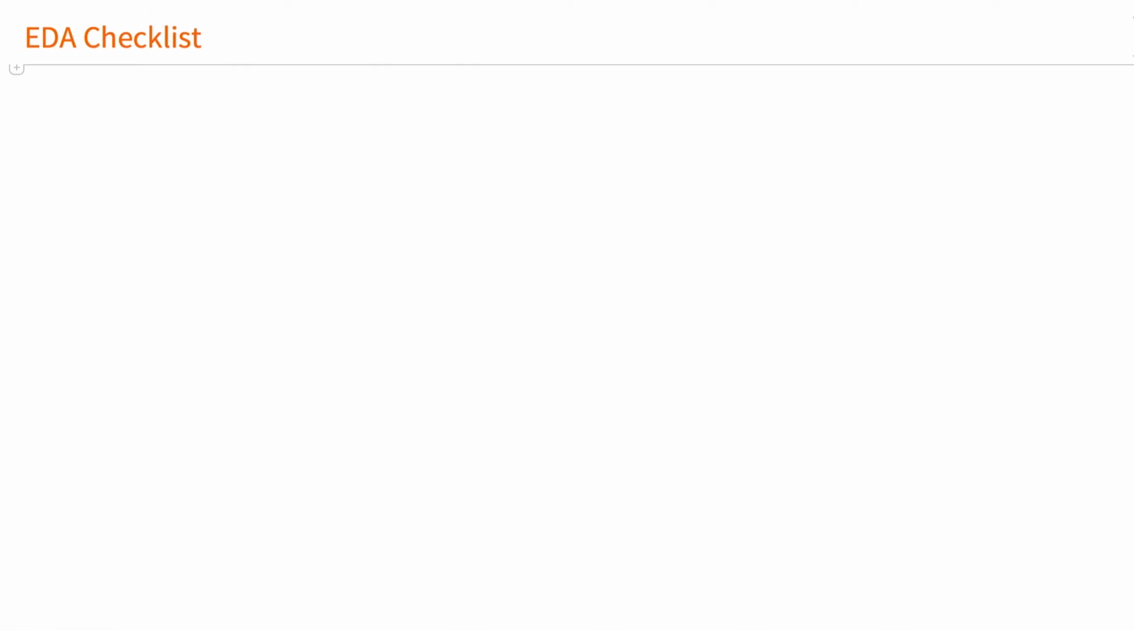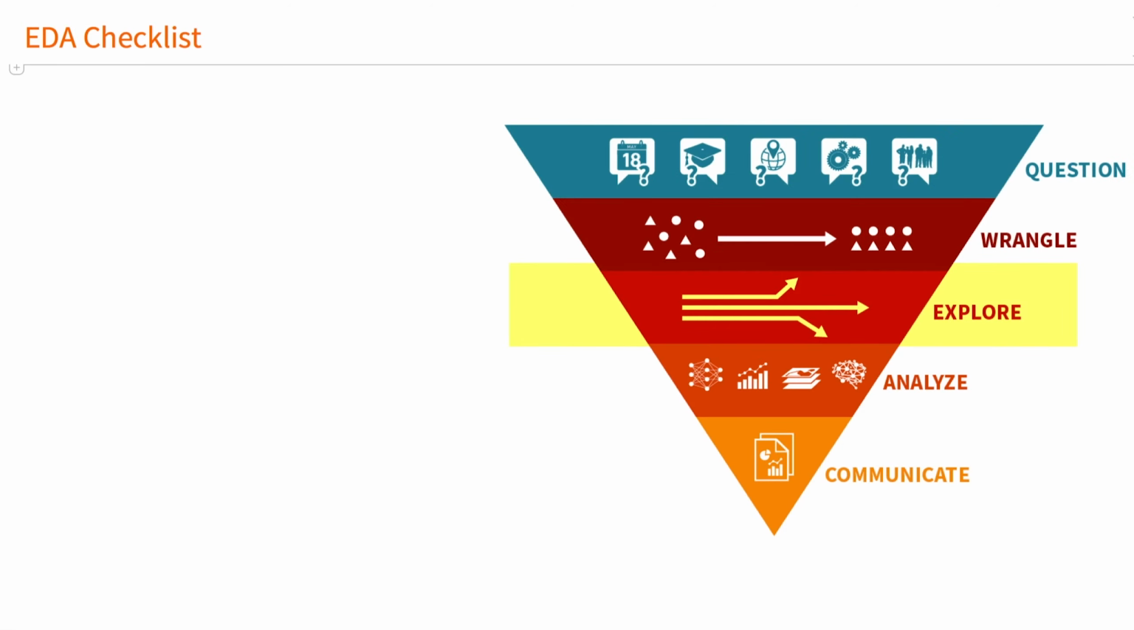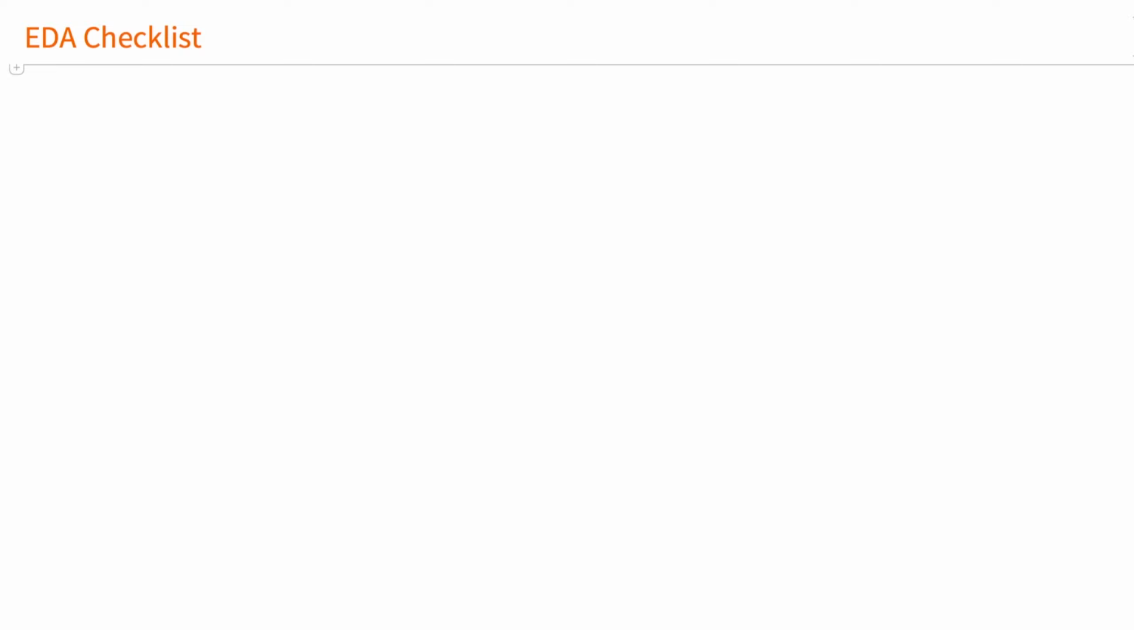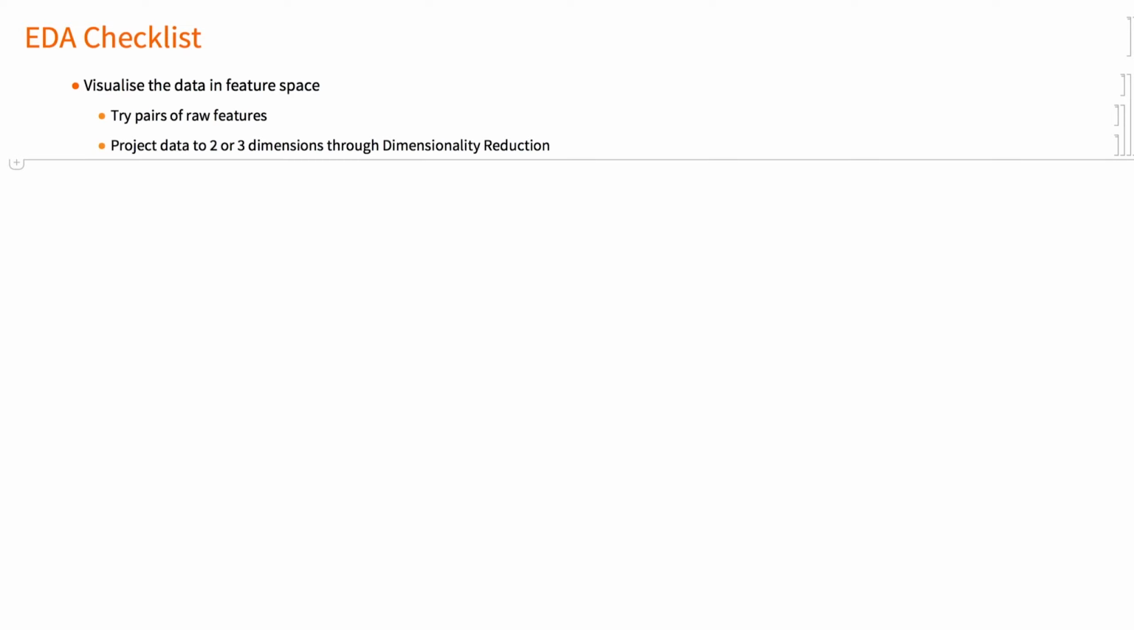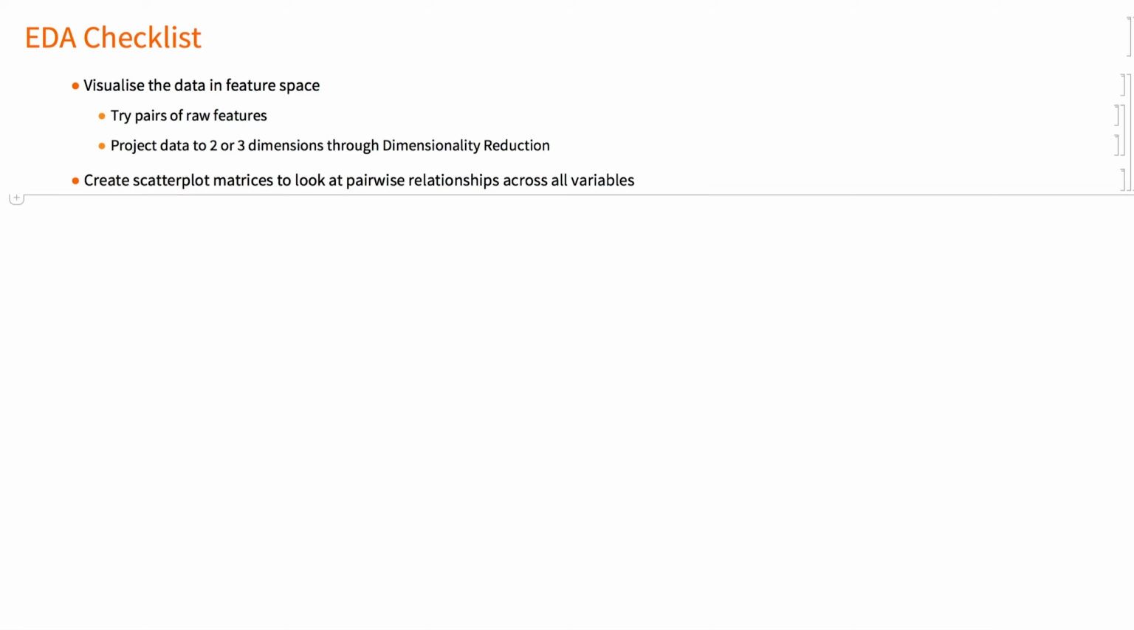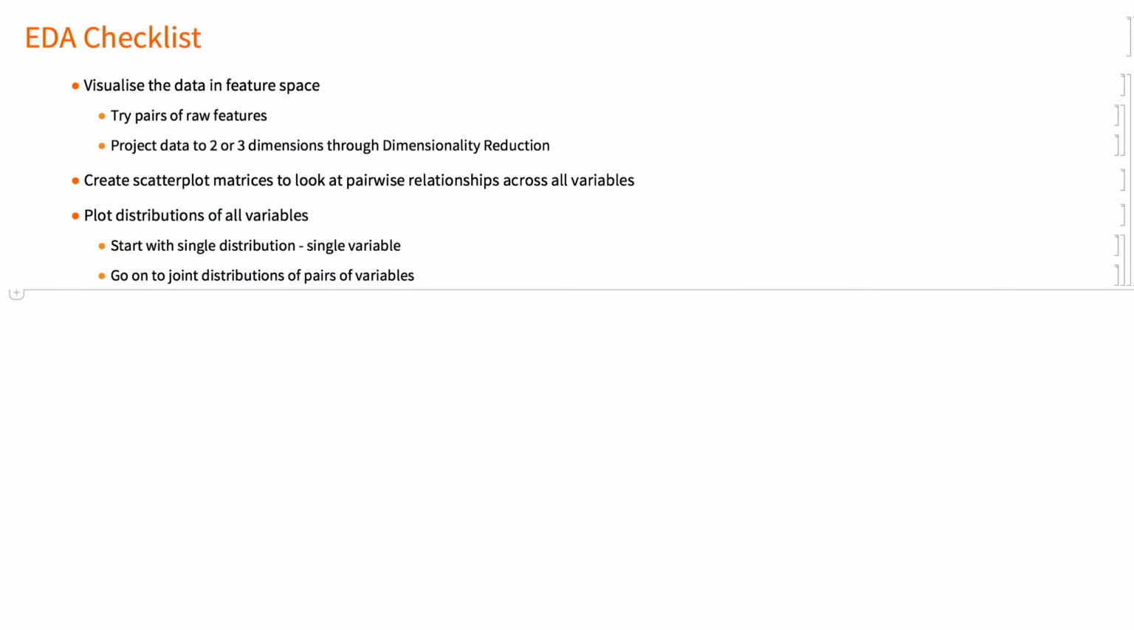Here is a checklist that can be helpful whenever we have a new data set and are trying to navigate the explore stage of the multi-paradigm project workflow. If you have some data, try to visualize it in feature space in 2 or 3 dimensions. Either use pairs of raw features or project all features to lower dimensions. Create scatterplot matrices to look at pairwise relationship between the variables. Plot distributions of all variables. Start with a single distribution for a single variable and go on to joint distributions of pairs of variables.